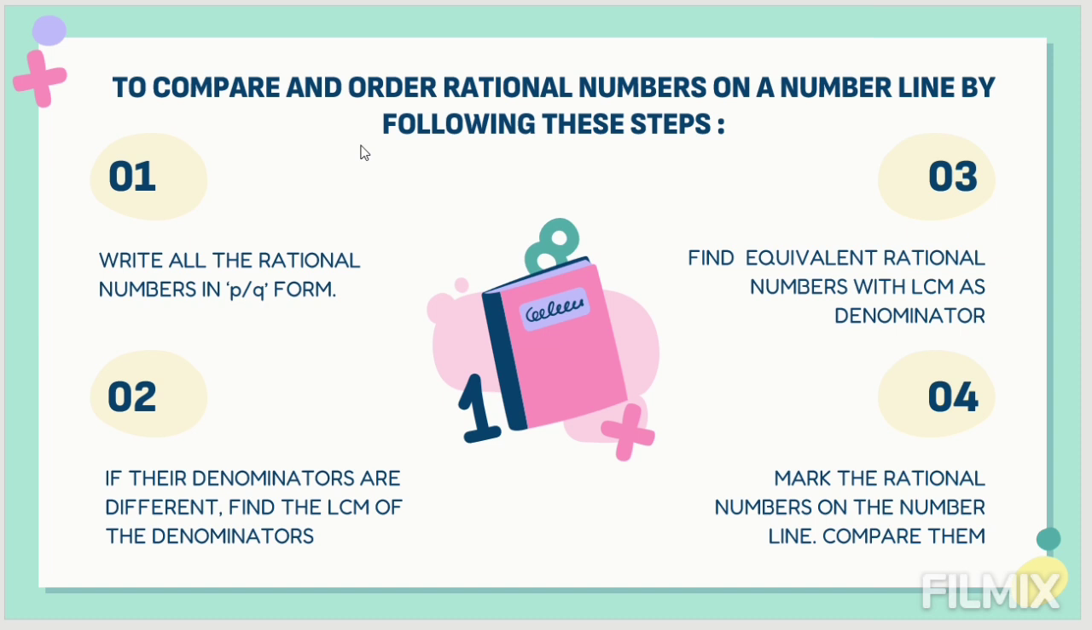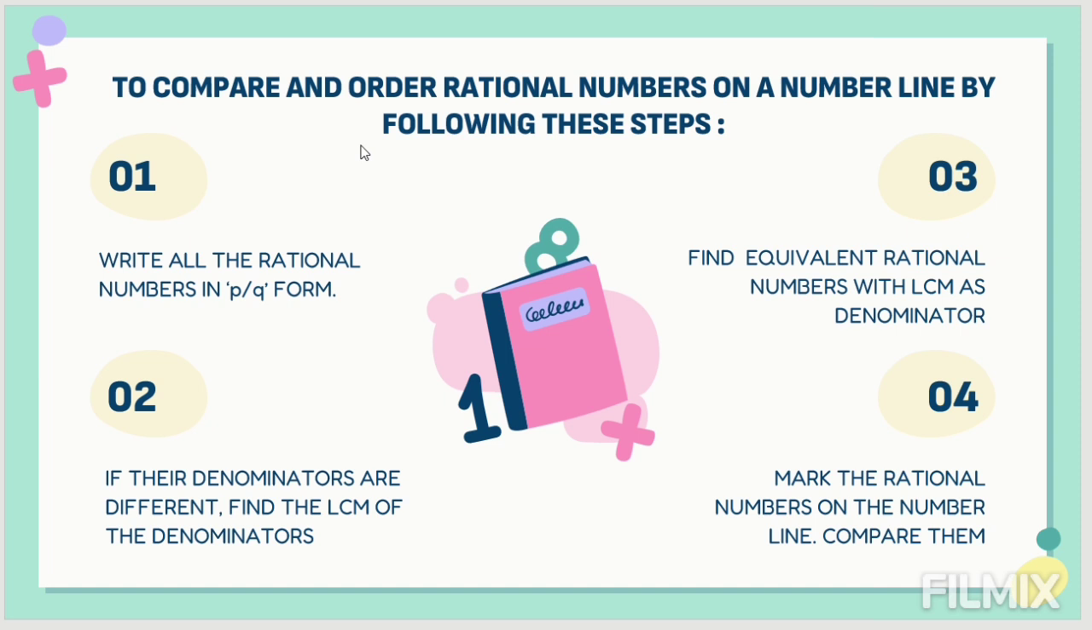So writing all the rational numbers in p by q form is the important step. Next, see their denominators. If their denominators are different, find the LCM of those denominators. You know how to find LCM, right? You have learned it in your lower classes. So find the LCM of those denominators.